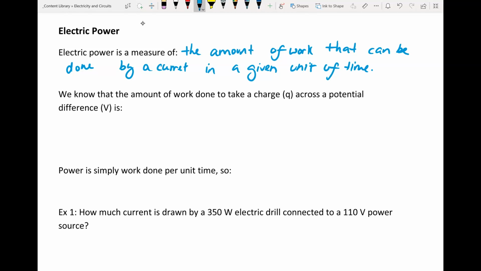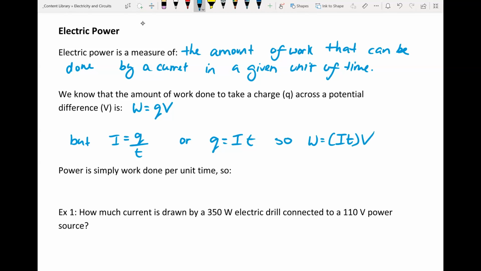And we know that the amount of work done to take a charge across a potential difference V is calculated as W, work, is equal to Q times V. But we also know that the current is equal to the charge over T. Or in other words, we can find Q, the charge, if we had the current multiplied by T. So if we were to combine those equations, with work and Q equals I times T, I can replace Q with I times T times V, where W is the work being done, I is the current, T is your time, and V is the potential difference.